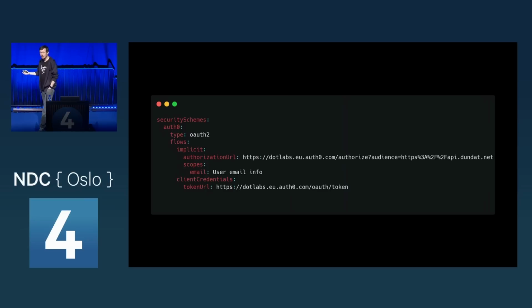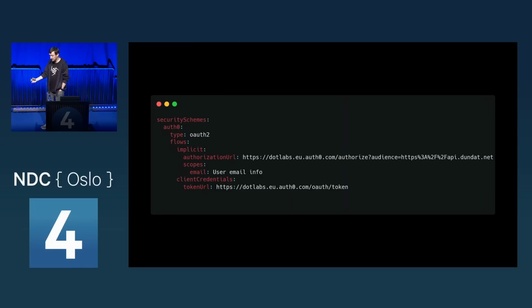But no, it could be identity server, could be anything else. But I can say the type is OAuth2. There's a few types that can go in there. And then I can specify the flows that are supported. So we've got implicit, where it will redirect you over to this authorization URL. And this specifies the scopes that are going to be requested when you go over to that.